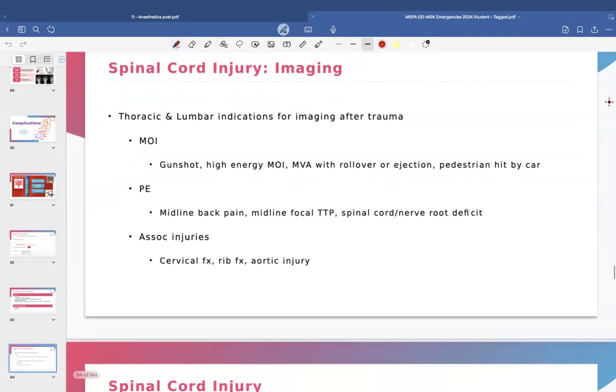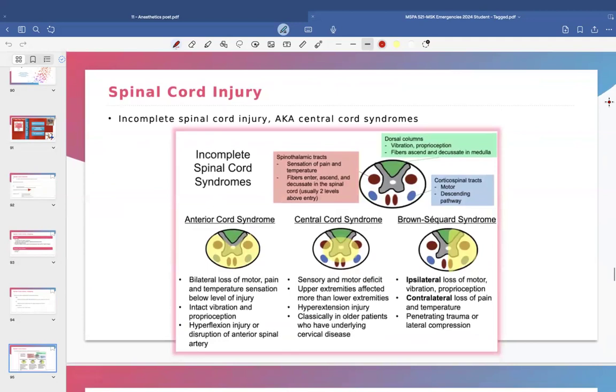Your spinal cord injuries, this is going to be your little star slide. They like asking questions on anterior cord, central cord, Brown-Séquard, things like that. You guys go over these before. I once had a patient who had a left-sided Brown-Séquard, and he was coming in with vomiting, fever. Turned out he had appendicitis, but he wasn't able to feel pain in his appendix. So that was an important piece of history just to gather.